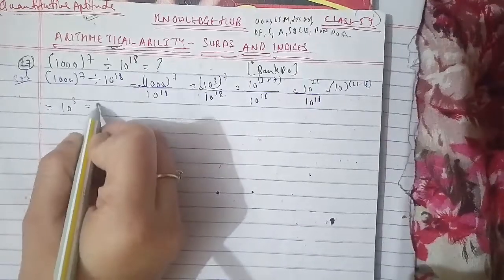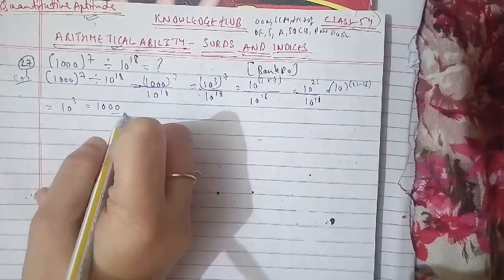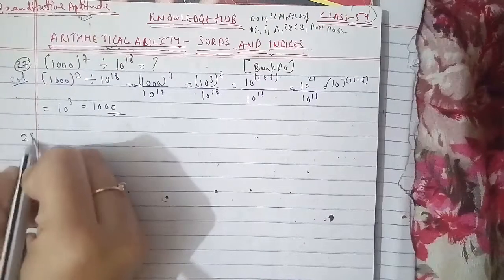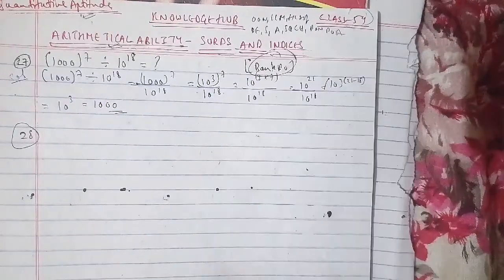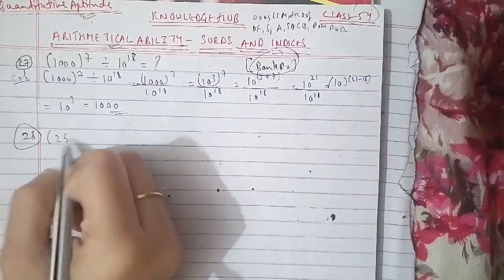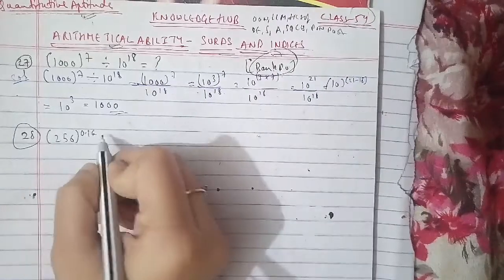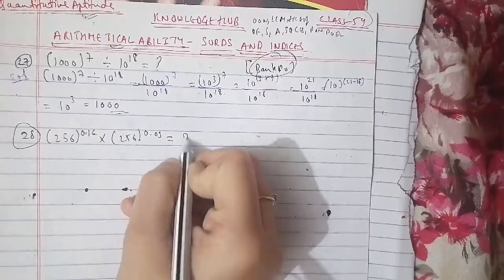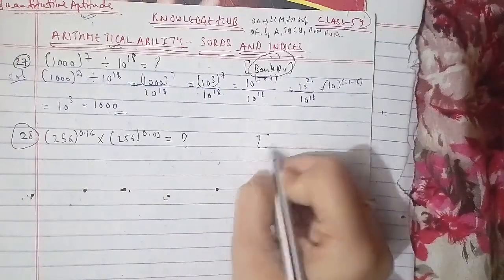Now we'll go ahead with another question, which is also important. This is the 28th question of the session. This is important because it was asked in a bank question paper as well. The question is 256 power 0.16 into 256 power 0.09 is equal to what? This question was asked in an SSC examination paper as well. The options are 4, 16, 64, 256.